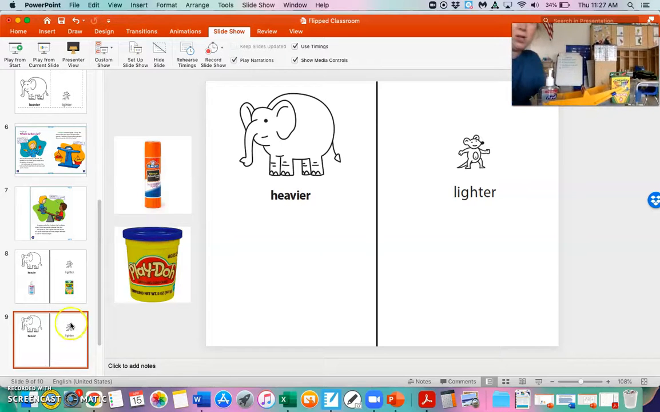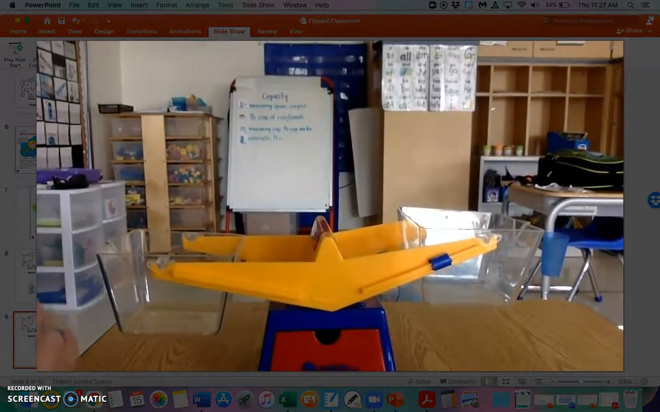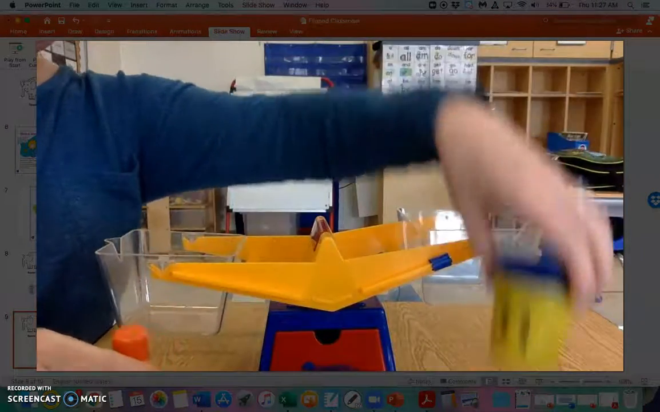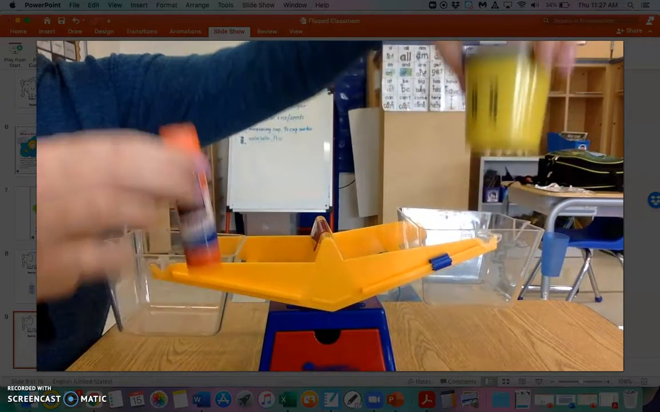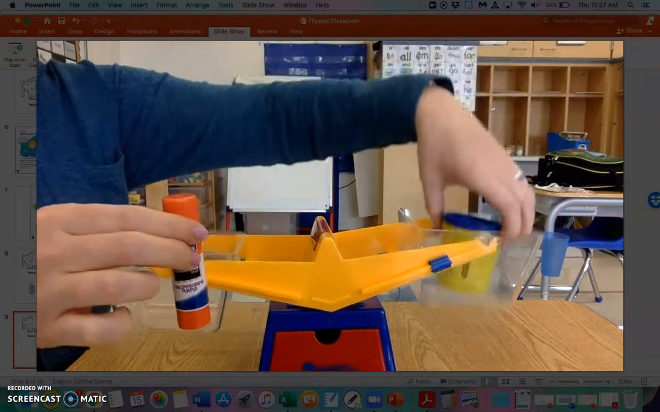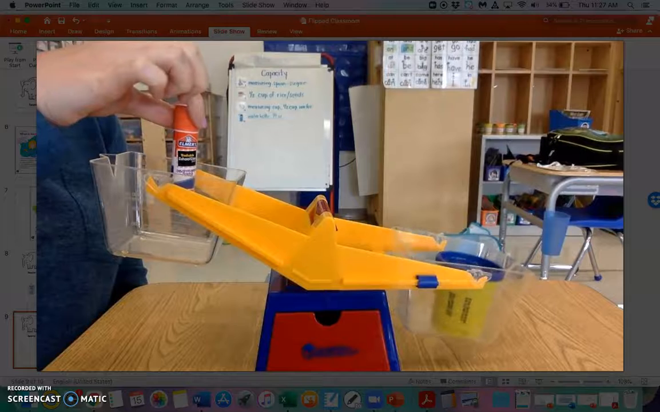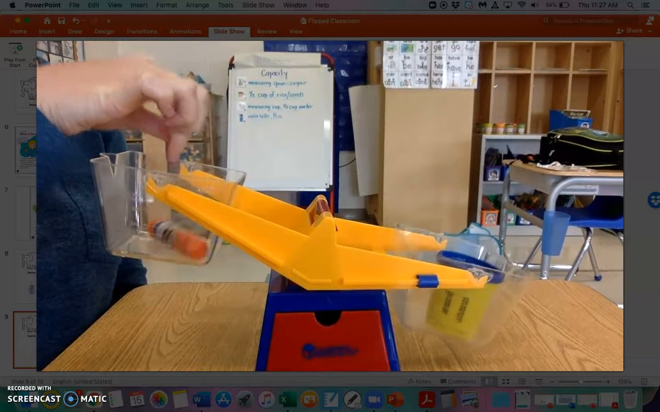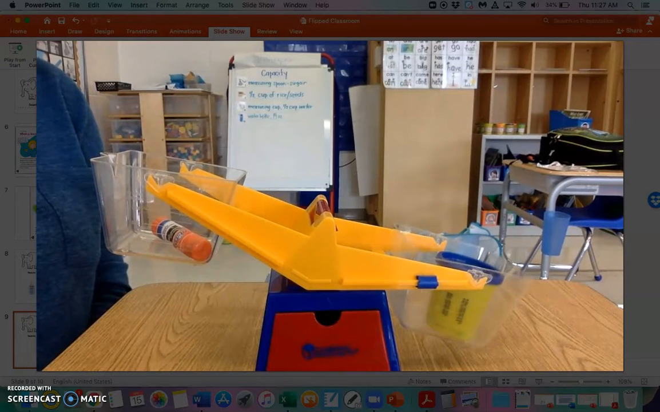We are going to compare a glue stick and a container of Play-Doh. How fun. Let me grab them for you. So here we have the Play-Doh and the glue stick. Let's compare their weight. Ready? I'll gently put the Play-Doh on this side. Oh, that really went down. I wonder if the glue stick will make it go down. No. Which object is heavier?